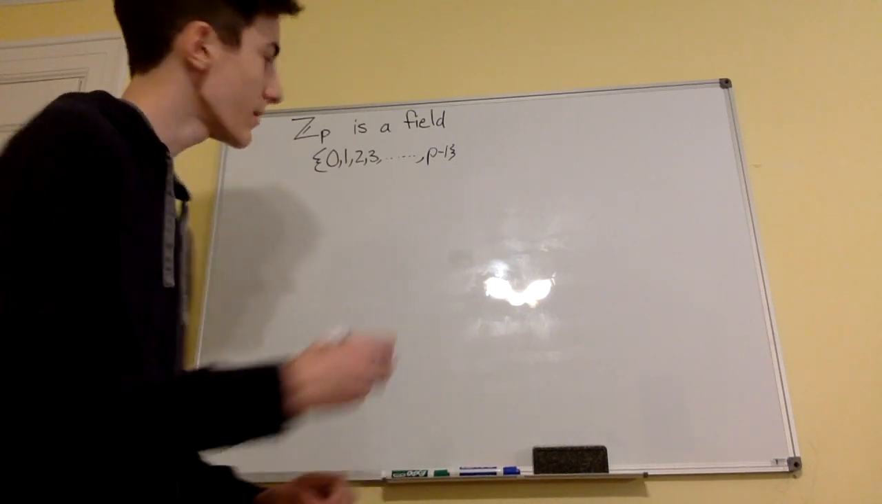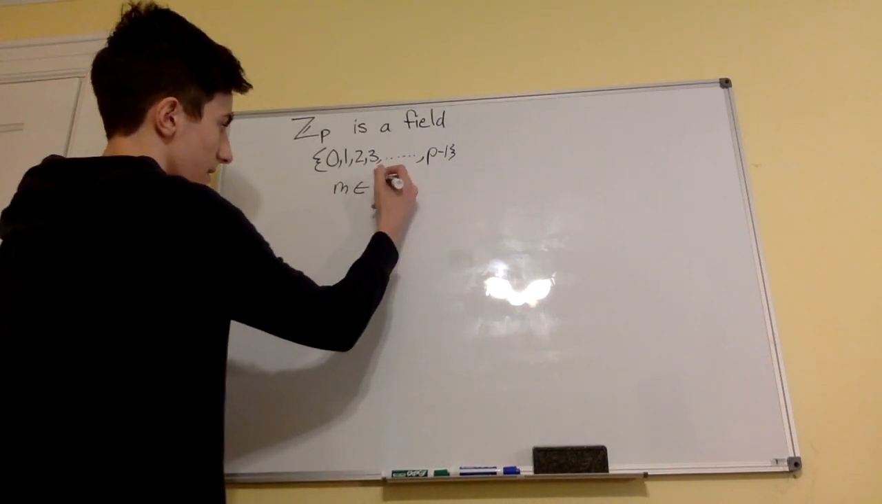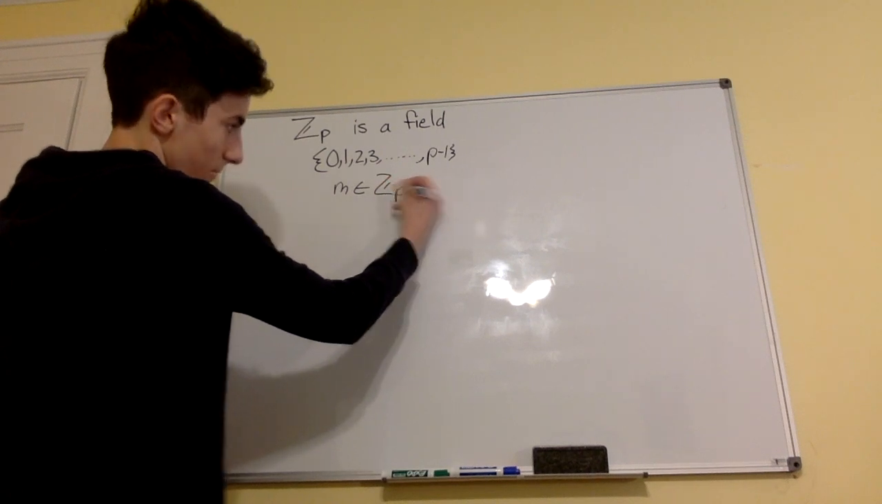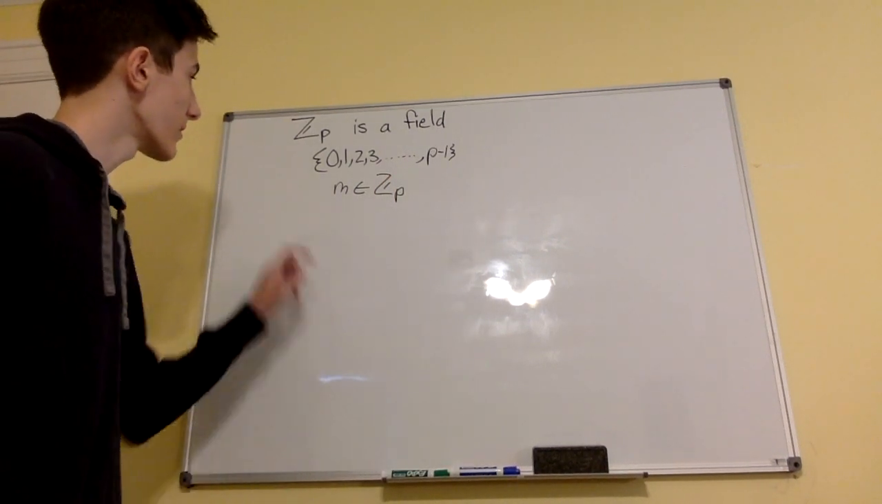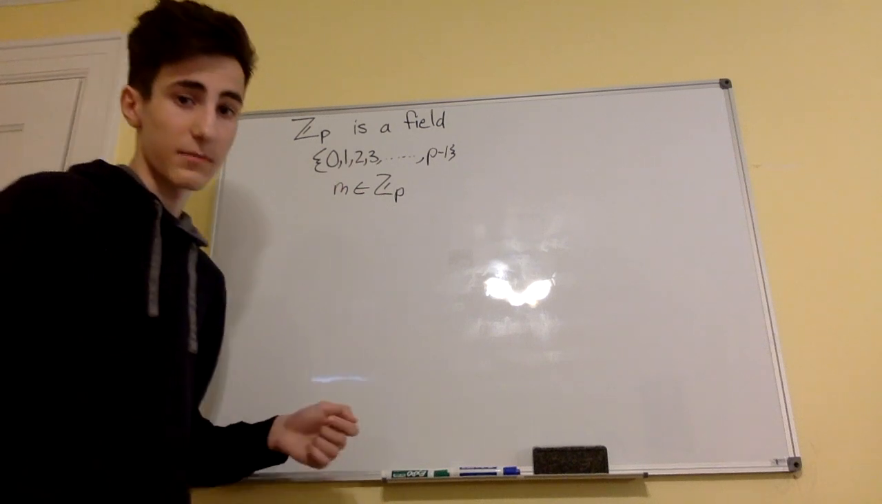So let M be an element of Z_P. Now let's multiply every one of the elements of Z_P by M.